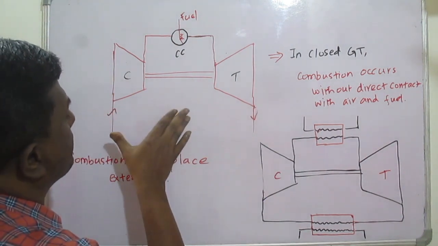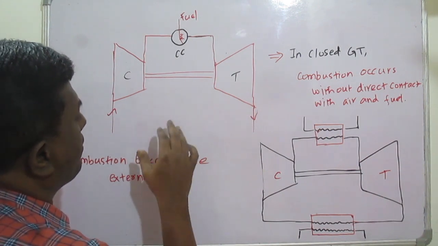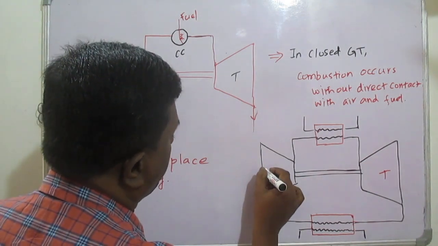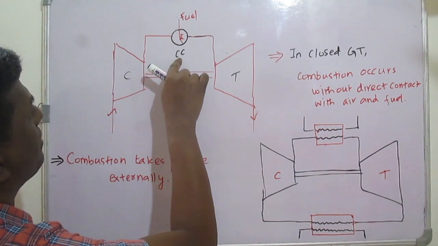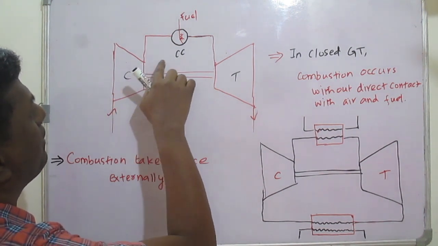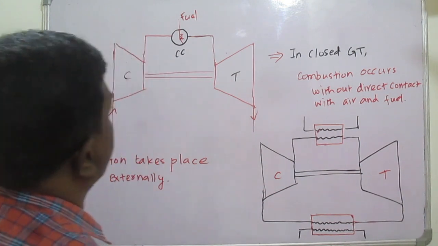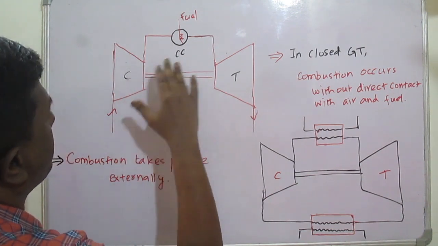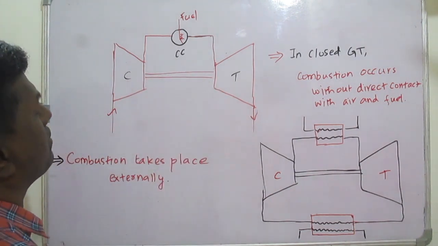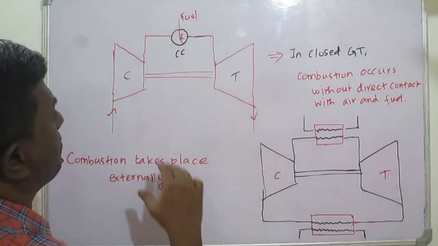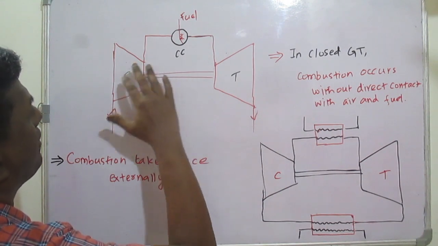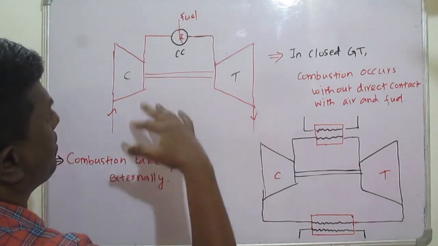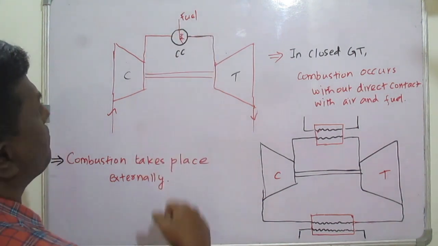So this is what happens in the open gas turbine. Here also the combustion chamber is separate, and there we add the air fuel mixture and complete the combustion. Anyway, here also it is external combustion. We can say the combustion takes place externally, because it doesn't have any contact with the internal systems. So it is the external combustion chamber. The combustion chamber is separate, and only air and fuel are added in it.